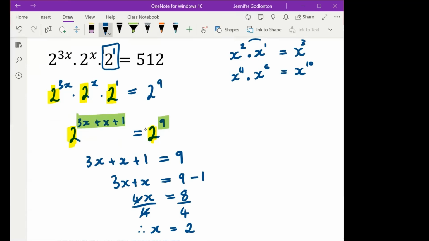Okay. So just want to go through what we did here. First step is we saw that all of our bases were the same, and we got this to its prime base. Then we said our bases are the same, so we can add those exponents. And we said that 3x plus x plus 1 is equal to 9, which was what those exponents were.